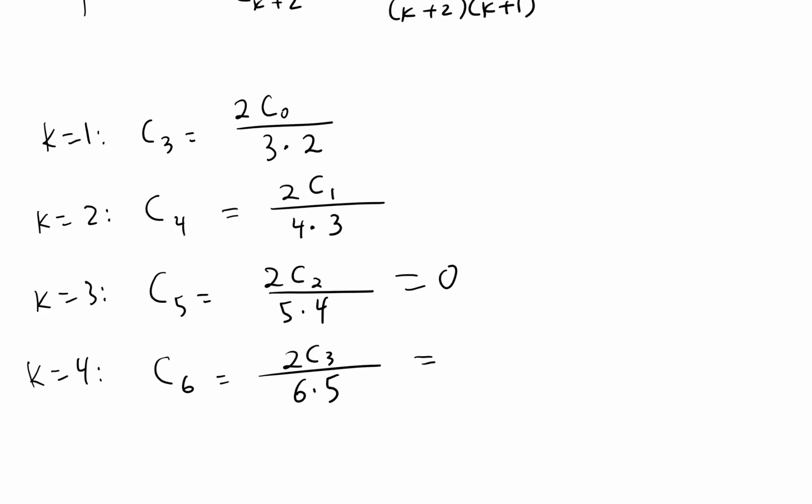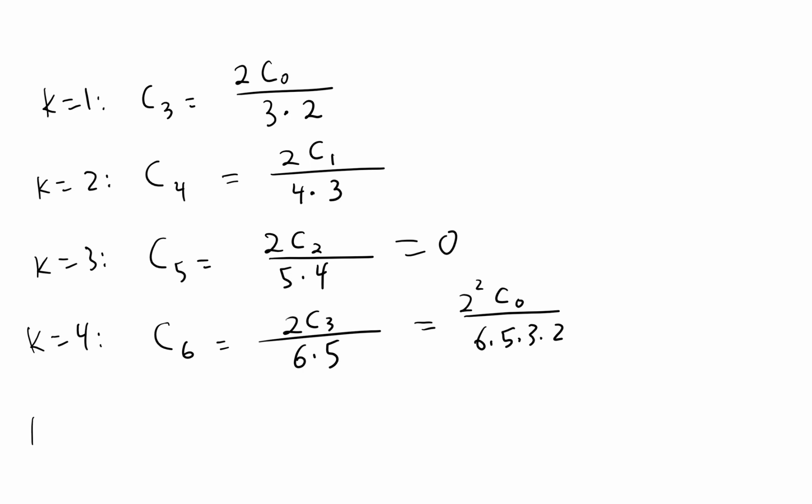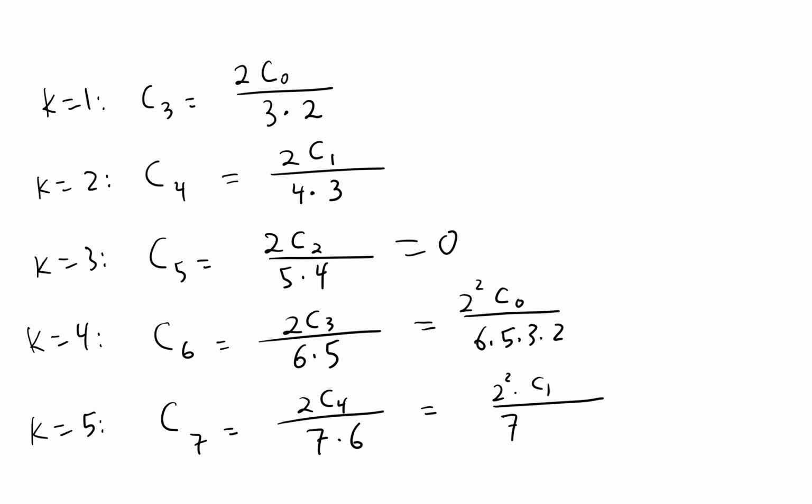But c3, we found it. So you can replace that here: 2 squared c0 over 6 times 5 times 3 times 2. Getting everything in terms of c0 and c1. k equals 5. c7 equals 2 c4 over 7 times 6. But c4, we found it. It's 2 squared times c1 over 7 times 6 times 4 times 3.